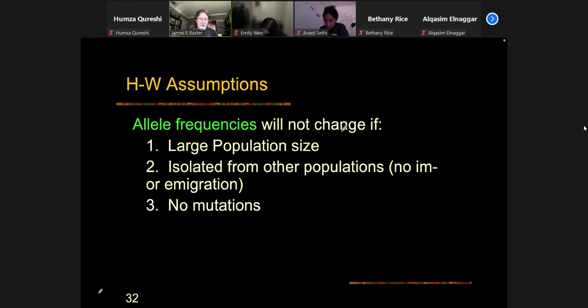Mutations change the alleles. Back in the 1920s, when they did this, it was before it was really appreciated that Mendelian genetics had a lot to do with natural selection. That was before the major synthesis. It was at a time when biologists didn't think that natural selection was a big deal.